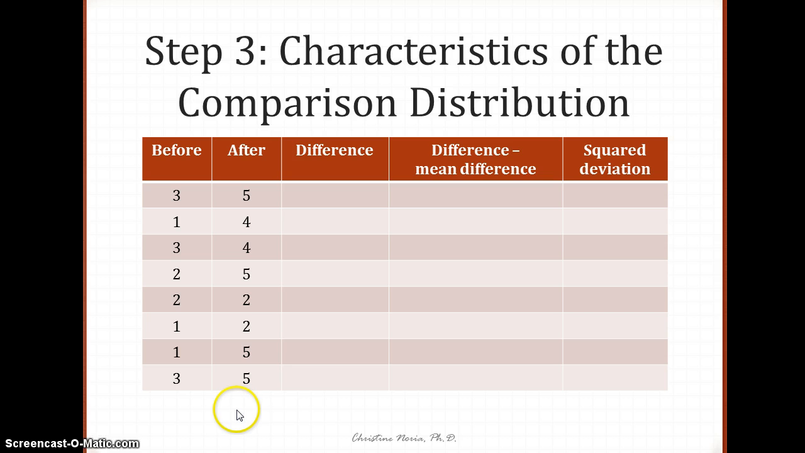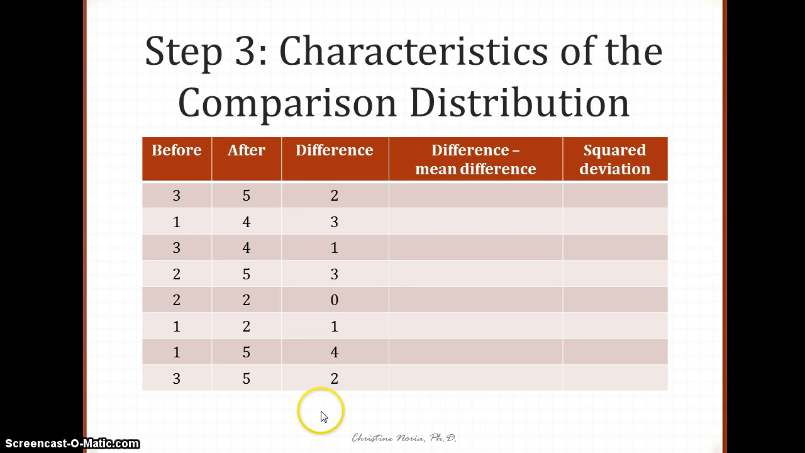So the first step in this process is to calculate the difference scores. So I took after and I subtracted before because I was really thinking that they would probably improve in mood. And so if that's the case, then we would expect our after scores to be higher and those difference scores to be positive. So for each pair, I took after, subtracted before, and recorded the difference over here.